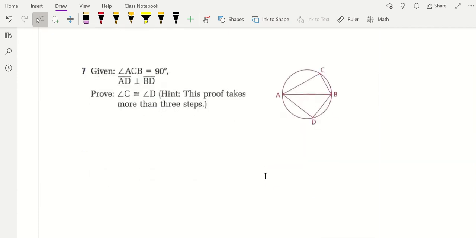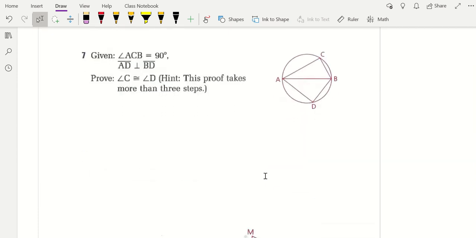So I tell you what, I'm going to let you do this one on your own. But we're given that ACB is 90 degrees, which means it's a right angle. And AD is perpendicular to BD, which means it's going to be a right angle. But there's some steps to show that. So think about what you can do to show that angle C is a right angle and angle D is a right angle. It says this proof takes more than 3 steps. So try your best on that one. If you don't get it, that is okay. This is brand new. That is expected. But give it a shot on your own.